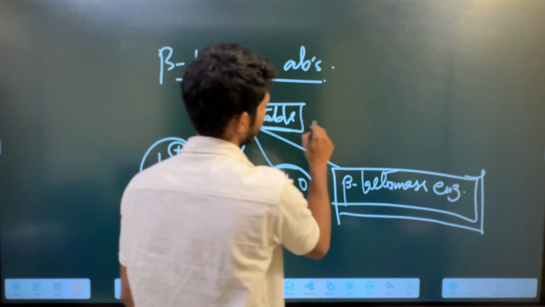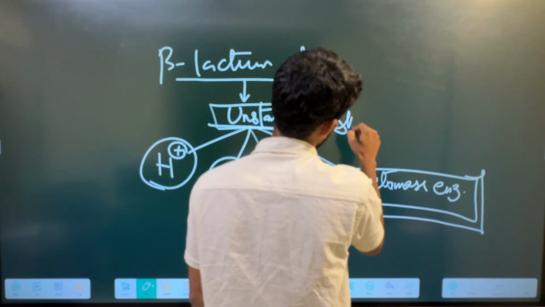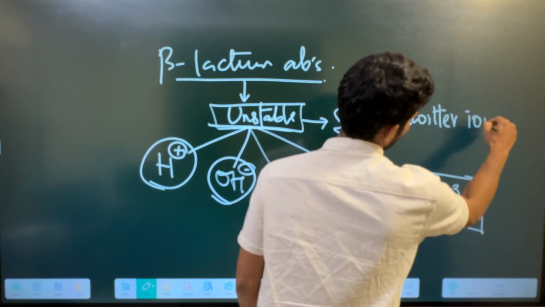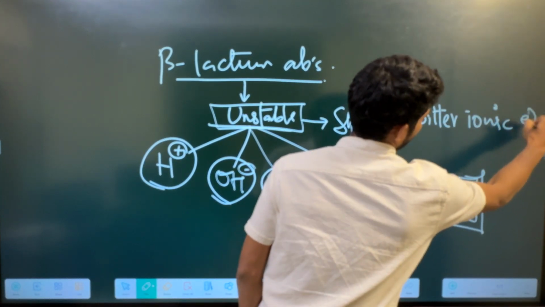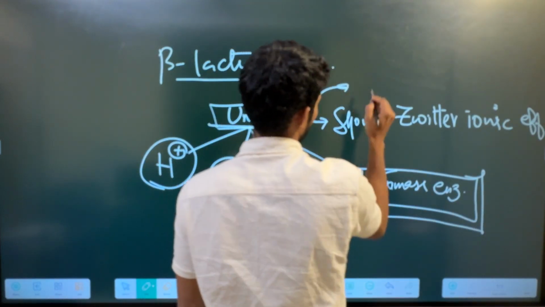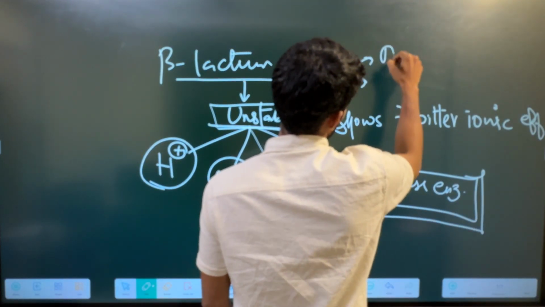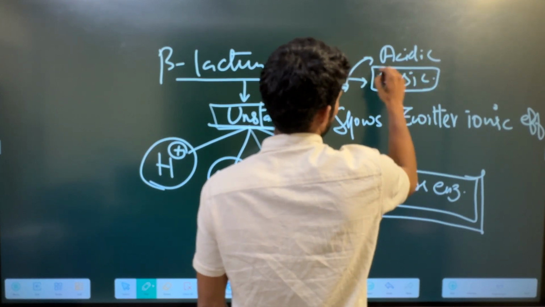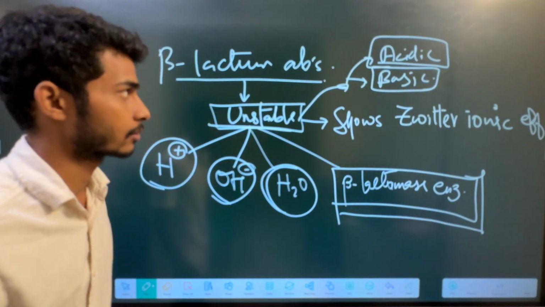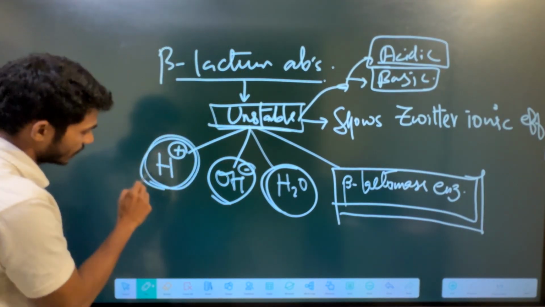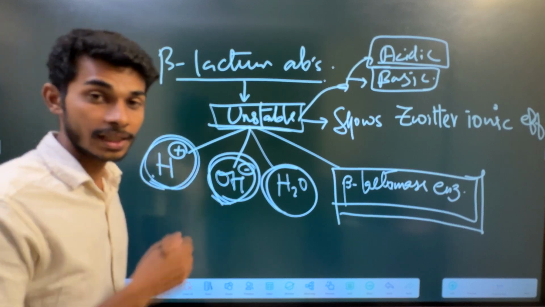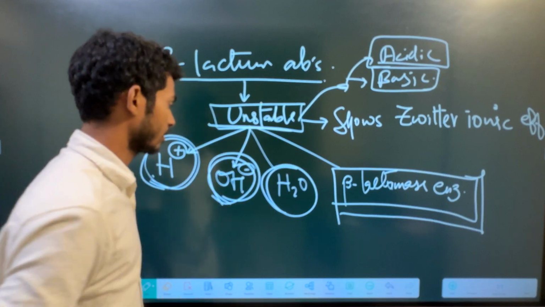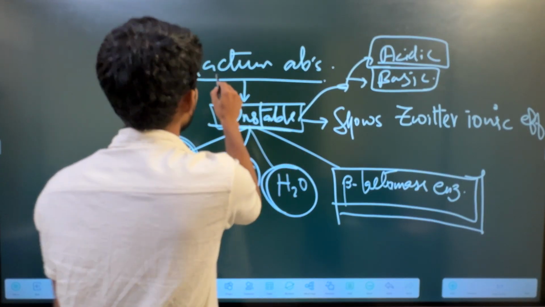Why is it unstable? Because it shows Zwitter ionic effect. Number one thing. Number two, it is acidic and also basic. It shows acidic nature and it shows basic nature also. That's why it can accept a proton and it can accept an electron also. That's why in the presence of acid and in the presence of base, it shows different chemical reactions, and ultimately it degrades. That is the breakdown of chemical structure, mainly the beta lactam ring.